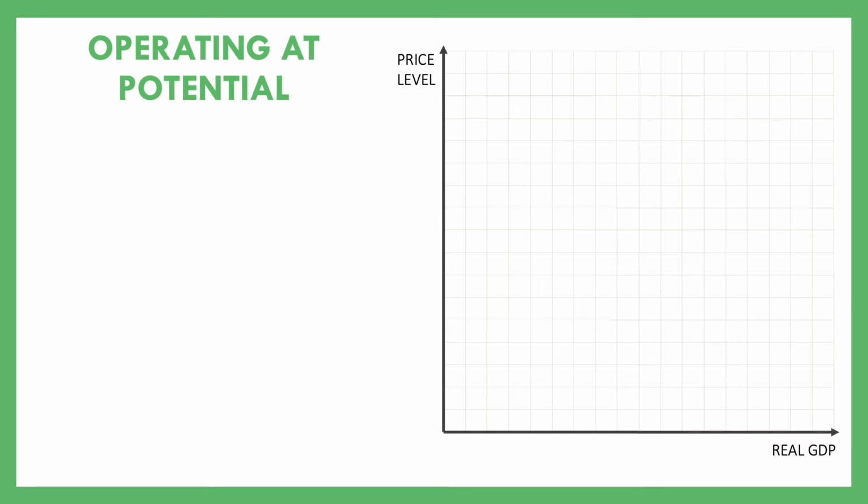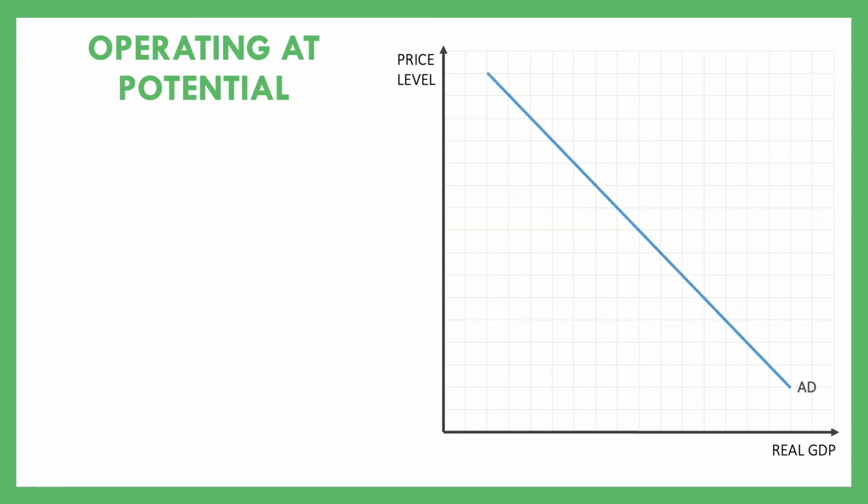All right, so now we want to start seeing how this model explains to us what's going on within our economy. So we're going to talk about three different scenarios of what might be happening within our economy as it relates to our equilibriums. So first and foremost, we want to say what happens if we're operating at our potential, or what we might say is operating at our long run equilibrium.